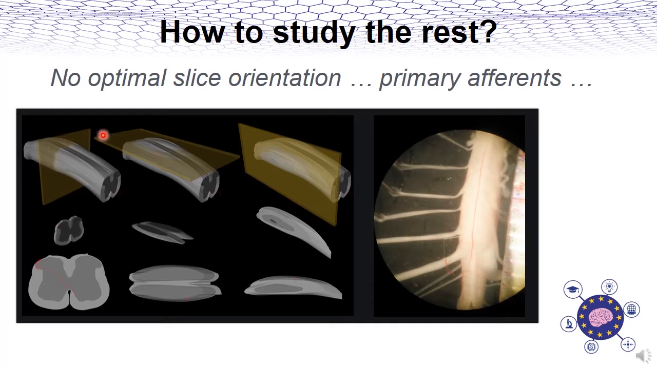Due to the anatomical features of the spinal cord and the trajectory of the ascending and descending axons, there is no optimal slicing orientation. Take projection neurons as an example. Transverse, horizontal, and sagittal slices all severely damage the long projection axons of these neurons.